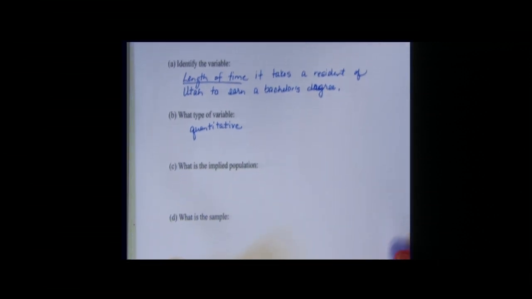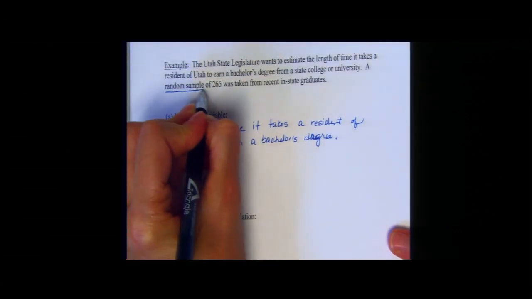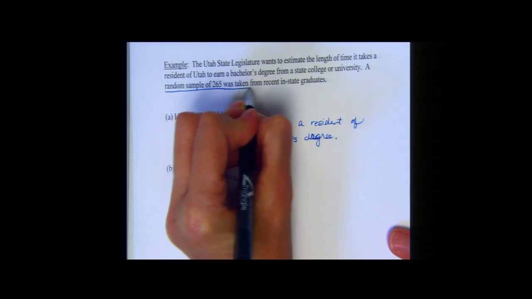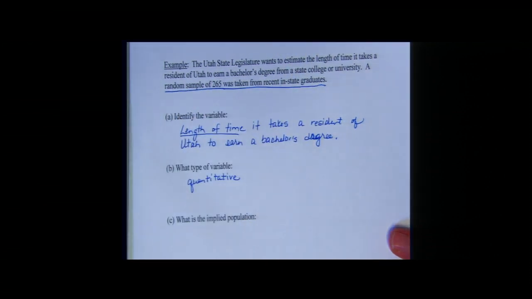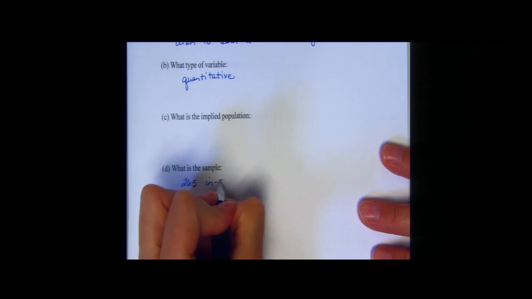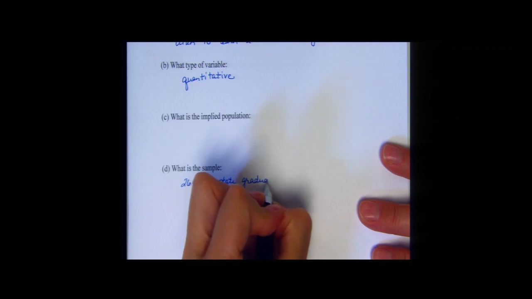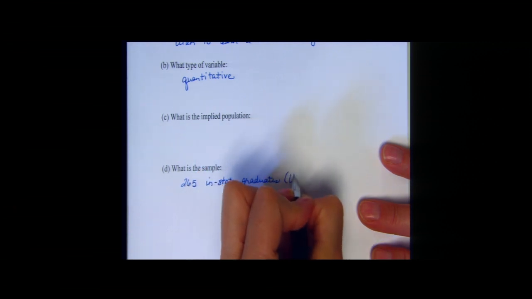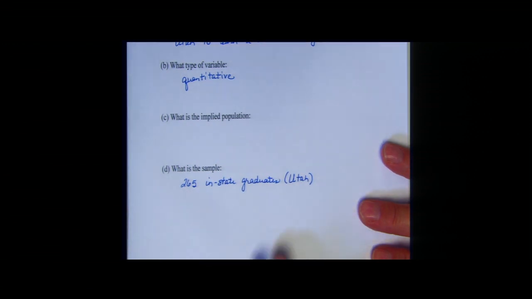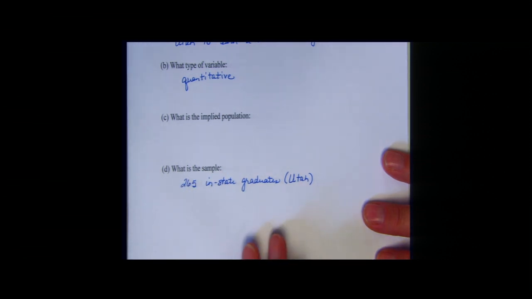So if you want to go down and look at what is the sample first, you can. Because here it says a random sample of 265 was taken from recent in-state graduates. So that right there tells me that the sample is 265 in-state graduates. So notice, not out of state, in-state graduates, and this was in the state of Utah. So your population is, where did they draw these 265 from?